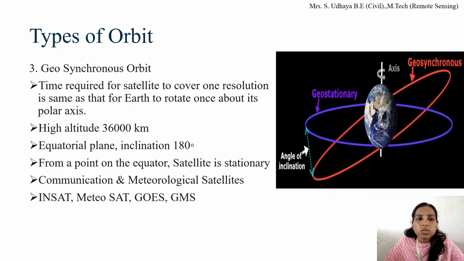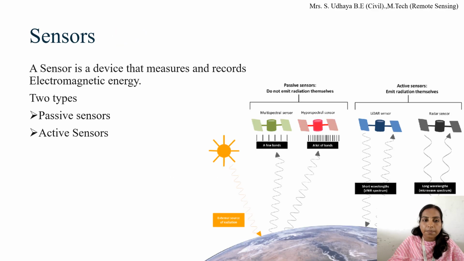The third type is geosynchronous orbit. The time required for the satellite to cover one revolution is the same as that for the Earth to rotate once about its polar axis. They are high altitude satellites, at 36,000 kilometers. The orbit is parallel to the equatorial plane. From a point on the equator, the satellite appears stationary. They are generally communication and meteorological satellites. The most common examples of geosynchronous orbit are INSAT, Meteosat, GOES, and GMS.